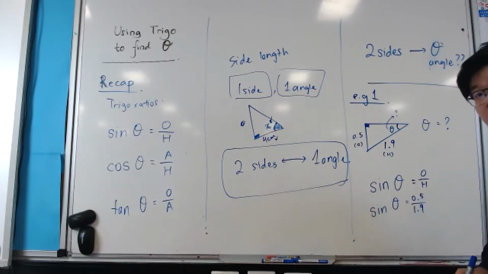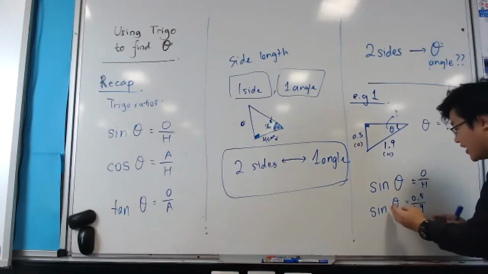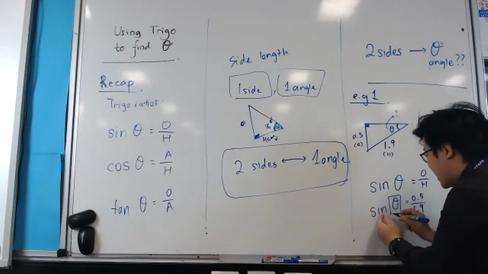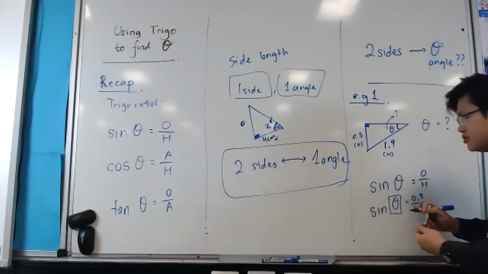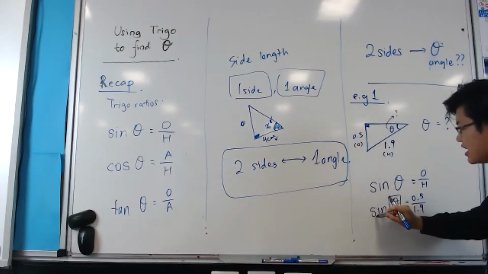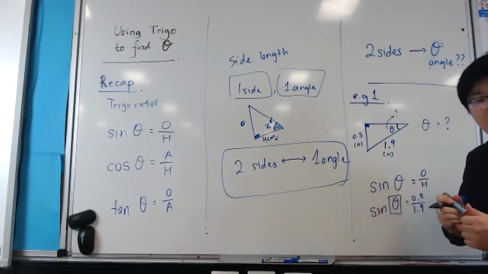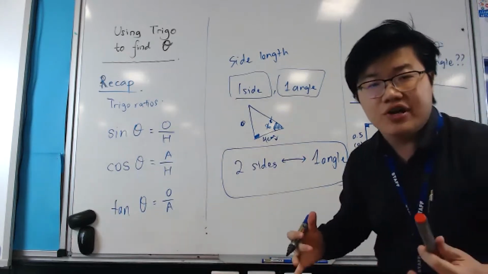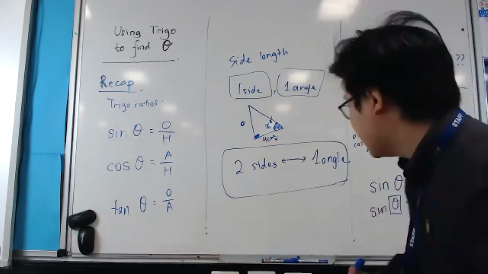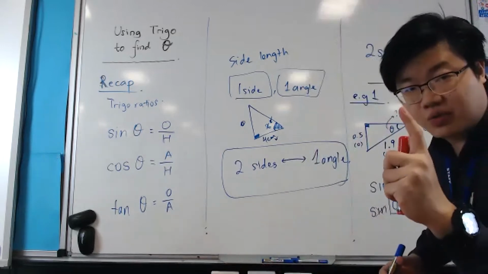How am I going to find theta? What should I get rid of? So sine. Exactly, very good. To find our big theta, I need to get rid of sine. I need to get rid of that, isn't it? Now, how are we going to get rid of sine? Now, this is what we're going to do.